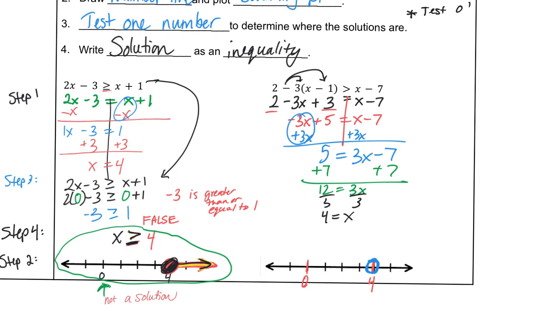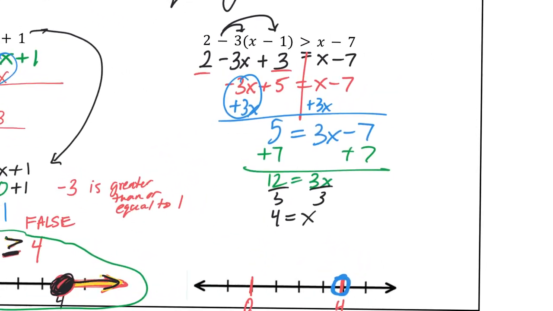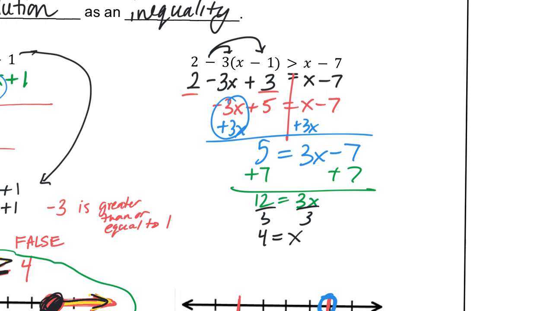Test 0. My best friend, 0. So we're testing 0. What that means is we go back to the original problem and we plug in 0. And we try to do it efficiently. When I plug in 0 to this problem, I'm going to get 2 minus 3 times 0 minus 1. And I'm wondering if it's greater than 0 minus 7. What I see on the right is -7. And what I see on the left is 2 minus 3 times -1. 2 plus 3, is that greater than -7? Yes. 5 is greater than -7.